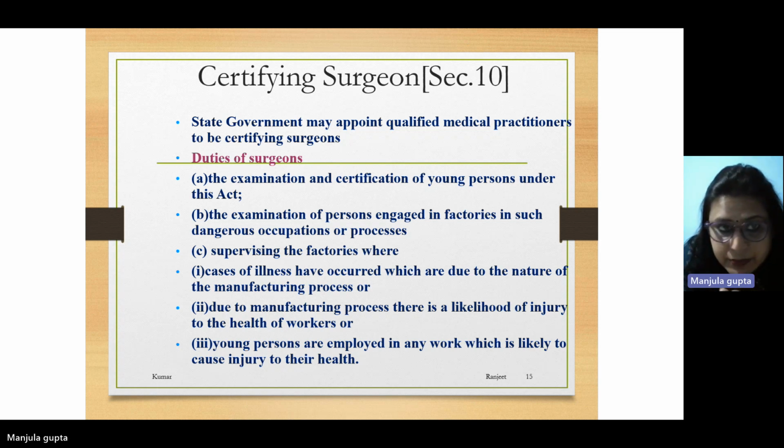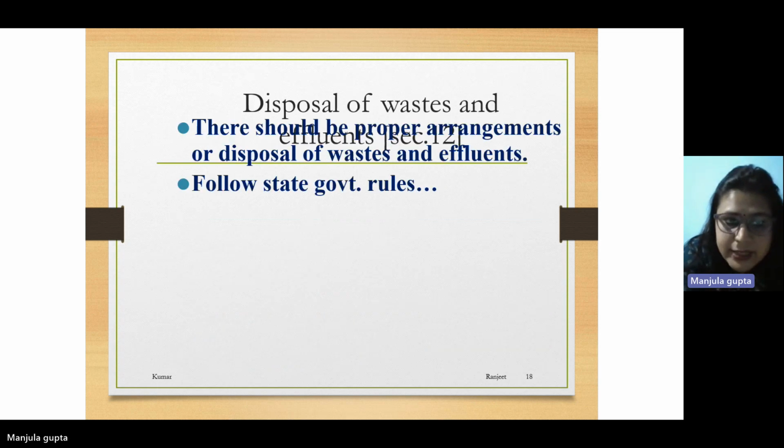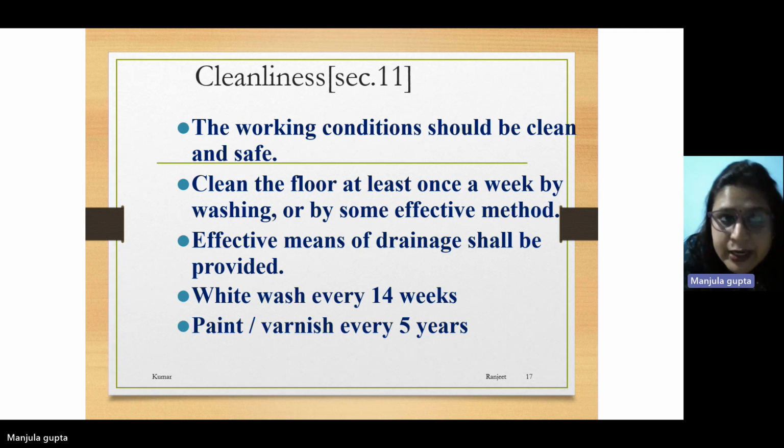Then next is the cleanliness under section 11. The working conditions should be clean and safe. Clean the floor at least once a week by washing or by some effective method. Effective means of drainage shall be provided. Whitewash every 14 weeks. Paint or varnish every 5 years.